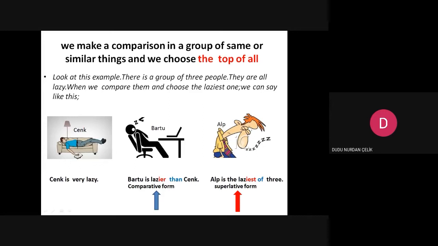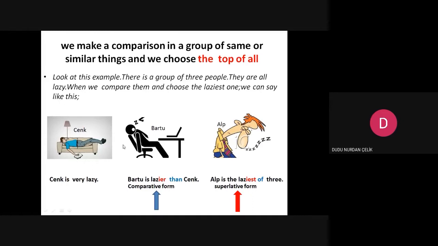This means, here we have a group of people. We have a group consisting of 3 people. 1, 2, 3. 1, 2, 3 lazy people. And when we talk about them, we can compare them like this. Cenk is very lazy. Look, he's lazy.